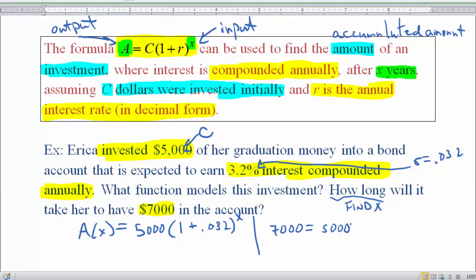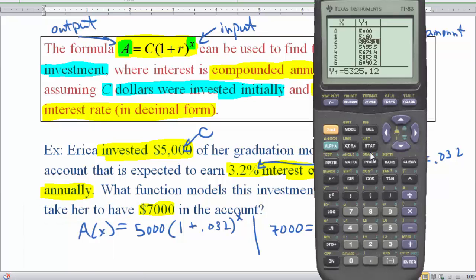7,000 equals 5,000 times 1 plus 0.032 to the x. And at this point, we're not going to solve this by hand because you need to use logarithms for it, which we haven't done yet. But what we're just going to do is look at the table.